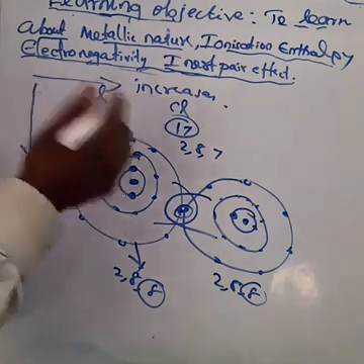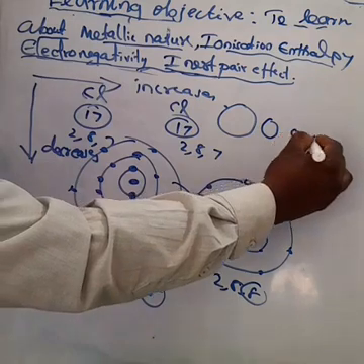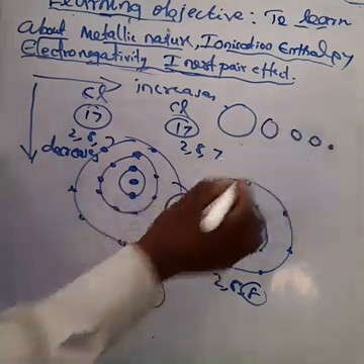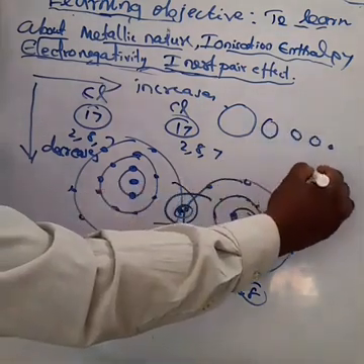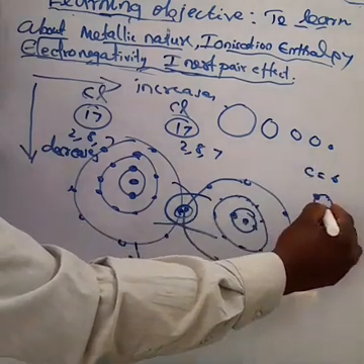Am I right? The atomic size decreases. For example, if I take carbon, what is the atomic number of carbon? 6. In the first shell, 2 electrons can be accommodated. In the second shell, how many electrons? 4 electrons. Am I right?